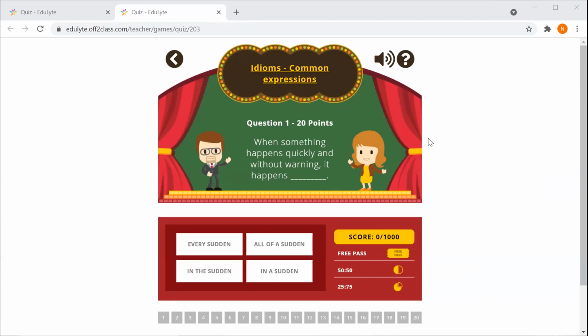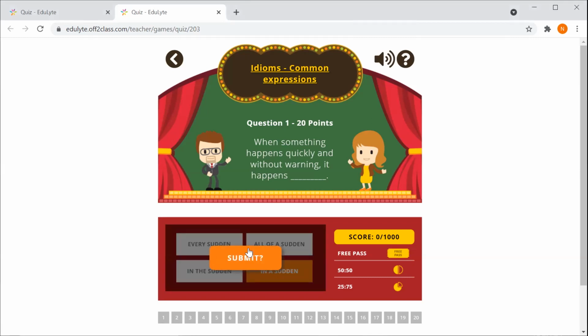When something happens quickly and without warning, it happens all of a sudden, in a sudden. Which one do you think is correct? In a sudden. Your first answer was correct. It's all of a sudden. Okay, next.